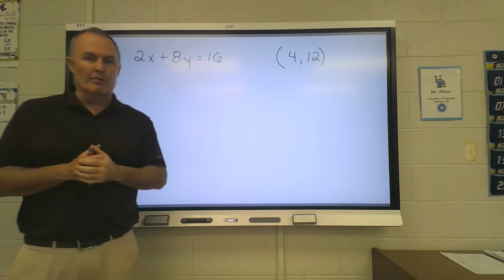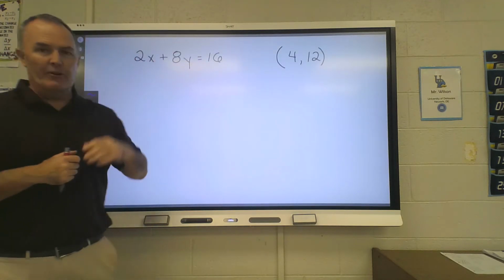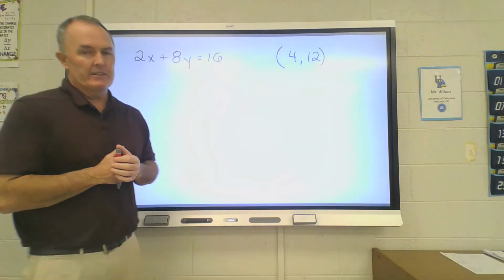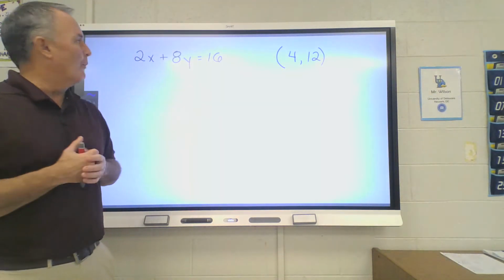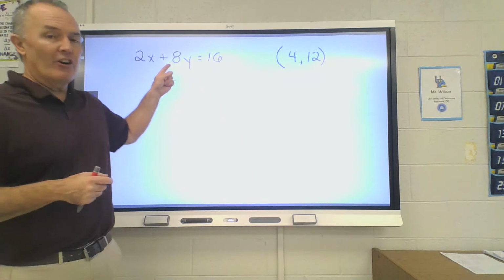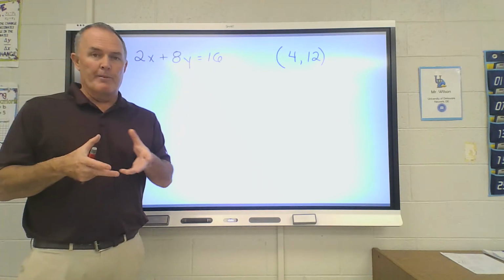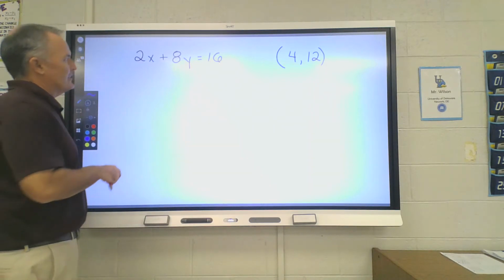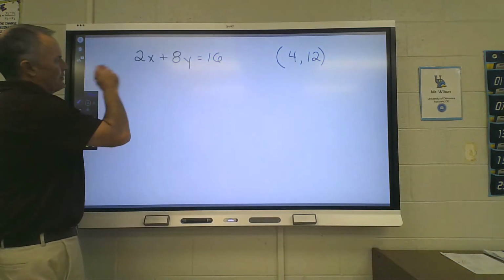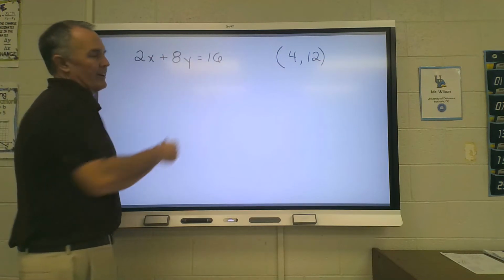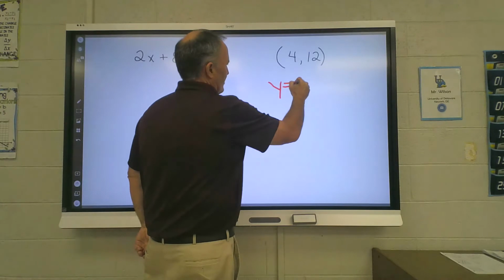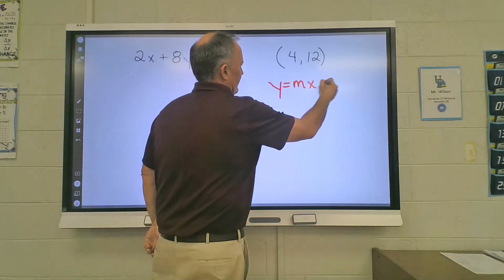That's in standard form. Standard form has some other advantages, but one advantage it doesn't have is that it doesn't directly tell us what the slope is. So we want to try to figure out the slope. So what we can do is convert this from standard form into slope-intercept form. All right, so for slope-intercept form, we want to move the 2x over to the other side. Because slope-intercept form is y equals mx plus b.